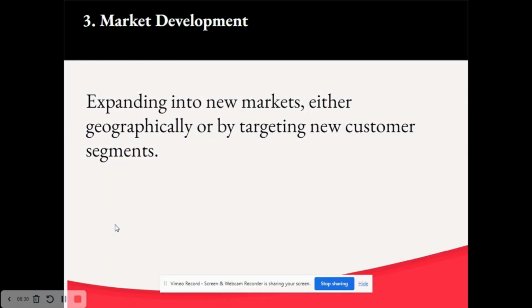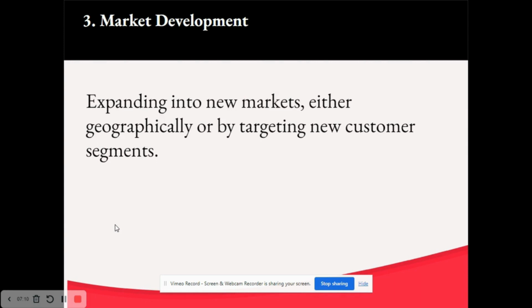Then the next one is market development. This simply means you want to expand into new markets, either geographically or by targeting new sets of customer segments. So let's say, for example, you own an e-commerce startup, and you got started by selling just female wear. So that is one customer group. But you now want to expand your market by either going into children's items, or going into men's clothing.